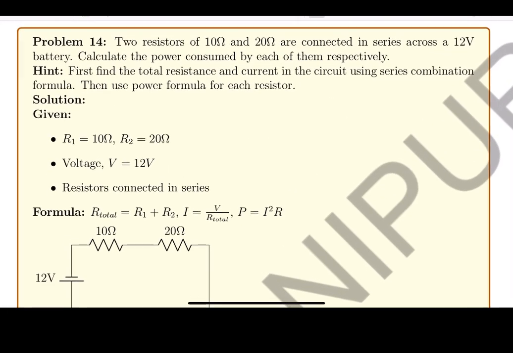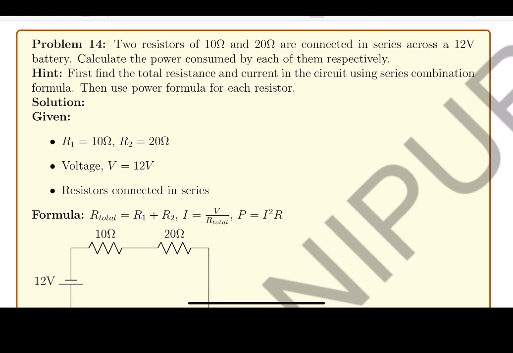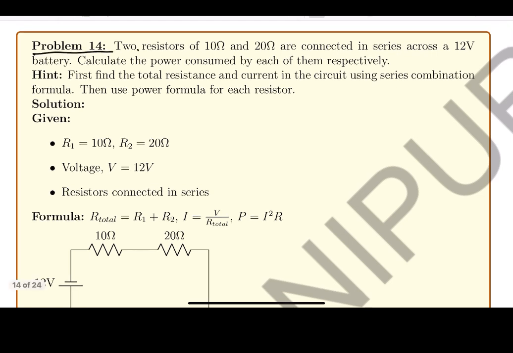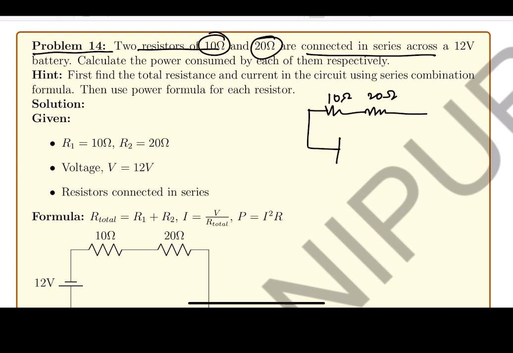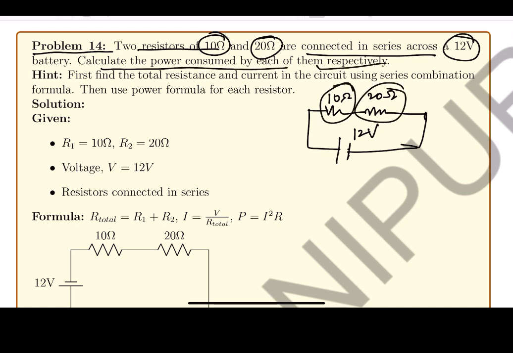Okay, let's go with question number 14. What does question number 14 say? Two resistors, 10 ohm and 20 ohm, are connected in series across a voltage of 12 volt. Calculate the power consumed by each of them. So you have to calculate how much power is consumed here. There are many ways of doing that.